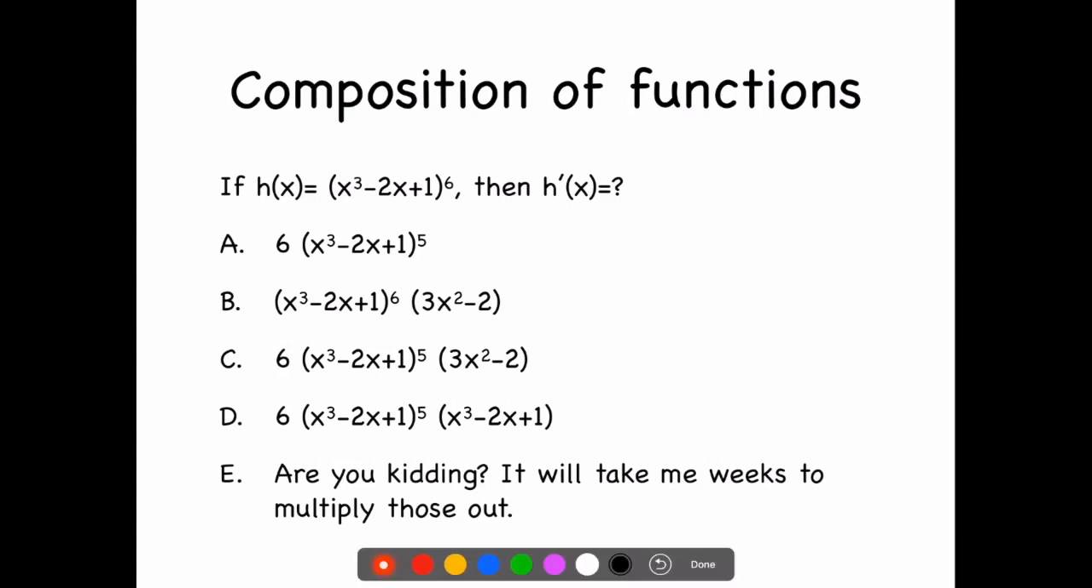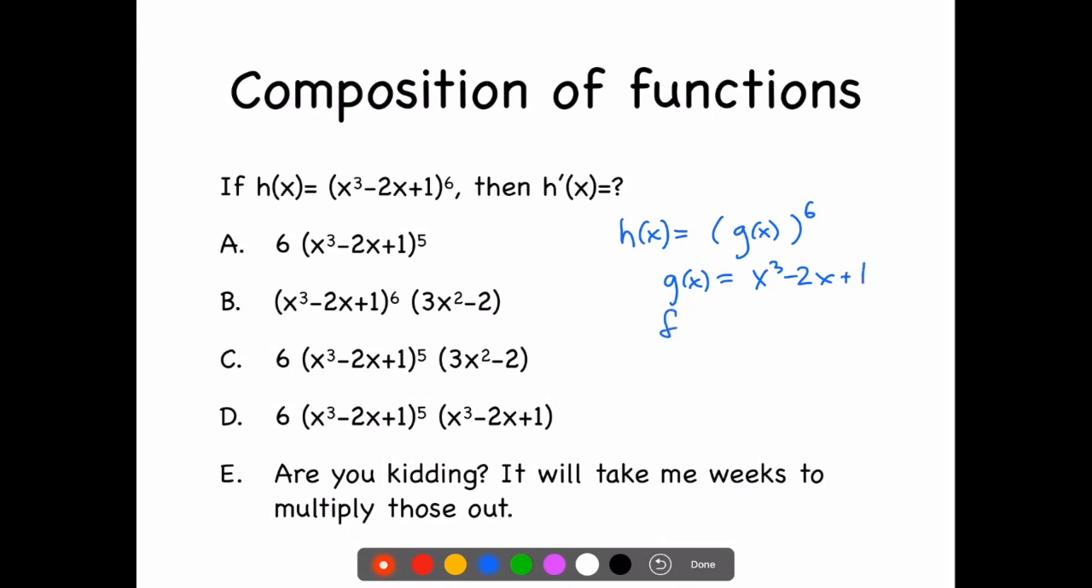So what do we do here? Well, h of x is a composition, so we have to figure out what the pieces are. So I'm going to change color here. So h of x, I'm going to write this as an outer function, something to the 6th power, with an inner function, g of x, inside it. And so I'm going to say that g of x is this thing inside the blah to the 6th. So that's x cubed minus 2x plus 1.